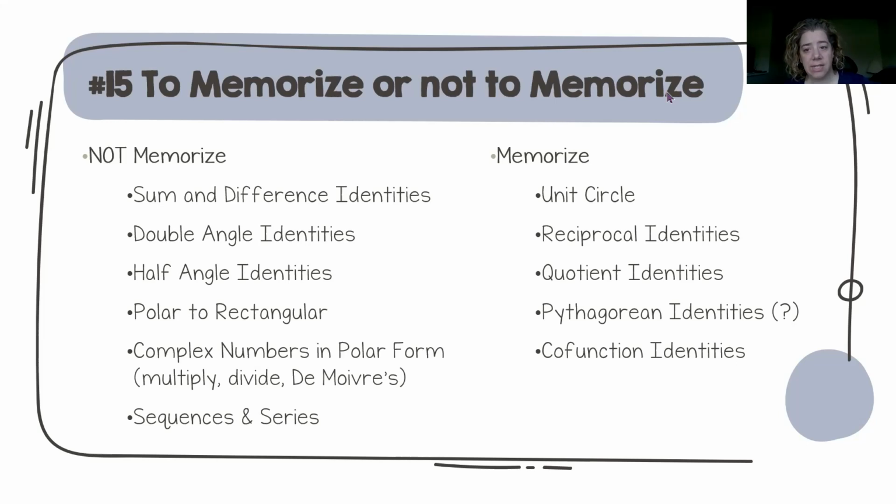Unit circle, as I already discussed. Reciprocal identities, like sine is 1 over cosecant. Quotient identities, tangent is sine over cosine.